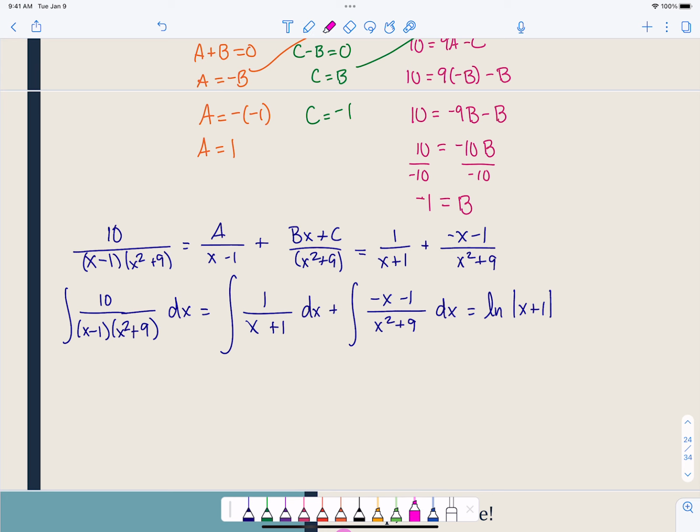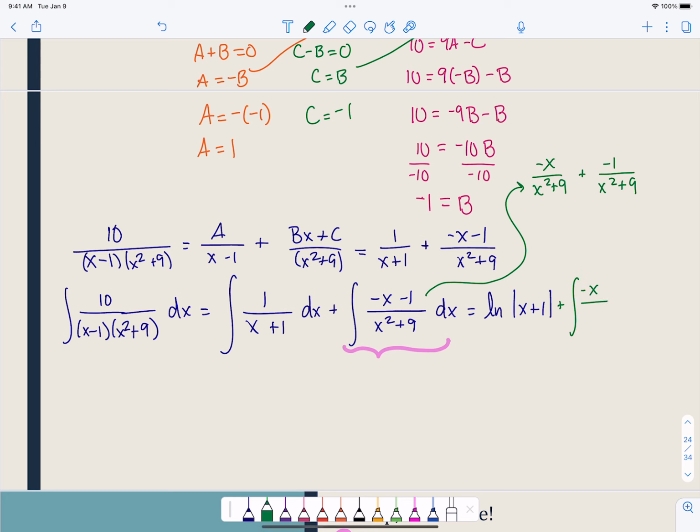The second integral that we're left with, this is a little bit of a pain. We're going to need to split that up into two separate integrals. So maybe we'll go off to the side up here. What we're going to do is split up that numerator as negative x over x squared plus 9 and then negative 1 over x squared plus 9. So those are going to be our two separate integrals.